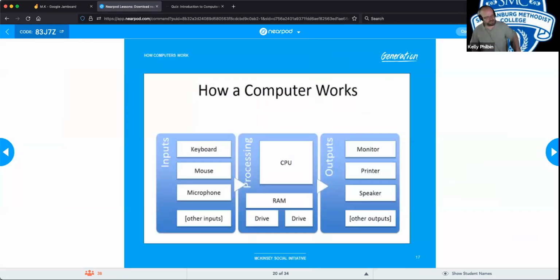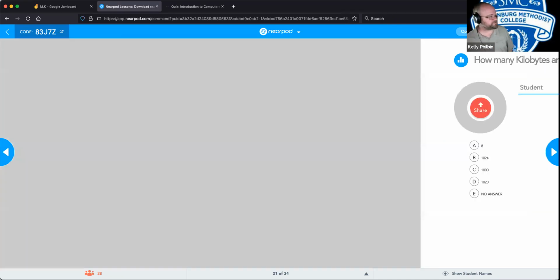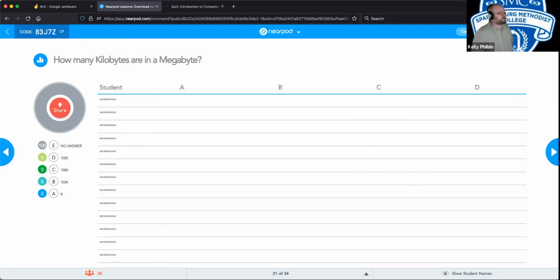Here we can lay it out. You've got drive, RAM, CPU, motherboard for your processing; inputs: keyboard, mouse, microphone, various others; outputs: monitor, speaker, printers. Very good, that's a good one. That is both input and output. We did talk about this briefly. Kilobytes in a megabyte.